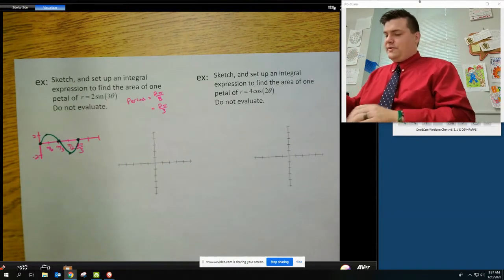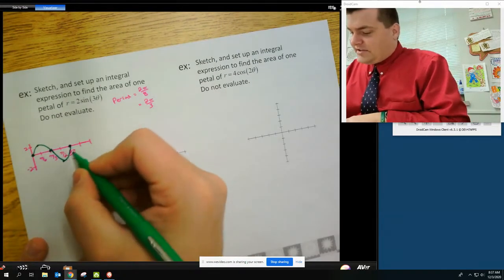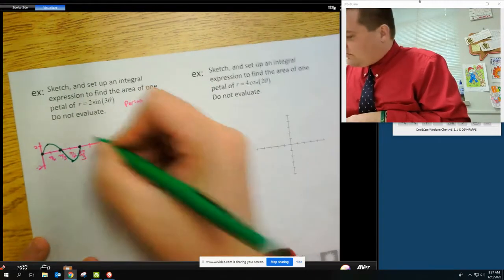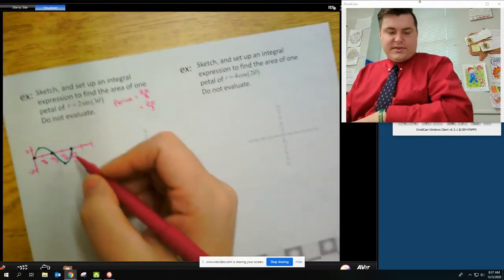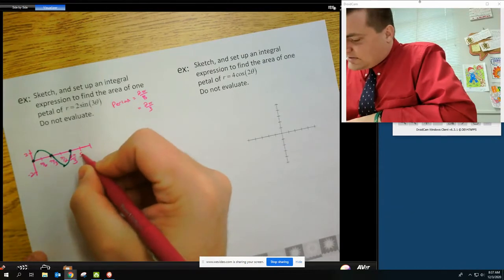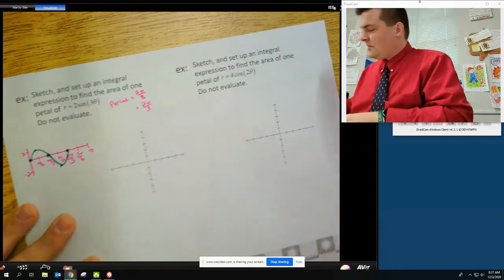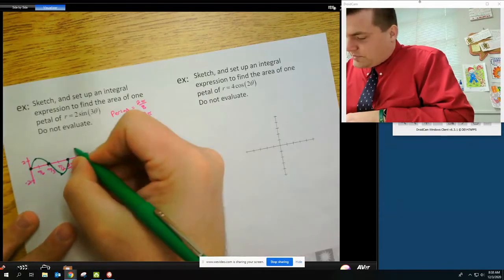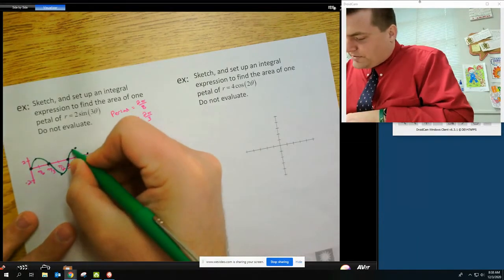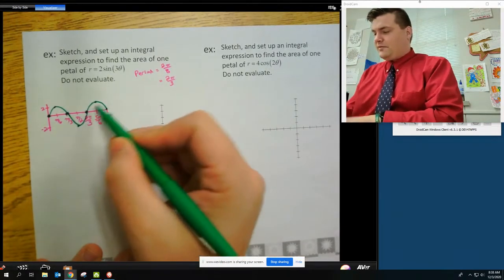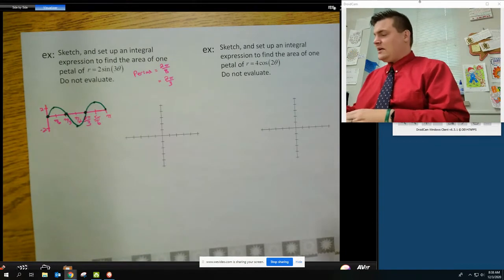So if I go a whole other petal further, if I add pi over 6 to each of these, I'm going to end up with 5 pi over 6. If I add another pi over 6 to that, I'm going to end up with a pi. So you can kind of see what's going on here. And then, boom, this is going to give me my 3 petals. So I have a petal up here, petal down there, petal right there. So now let's go ahead and sketch this out.